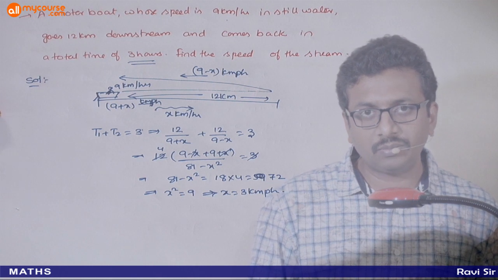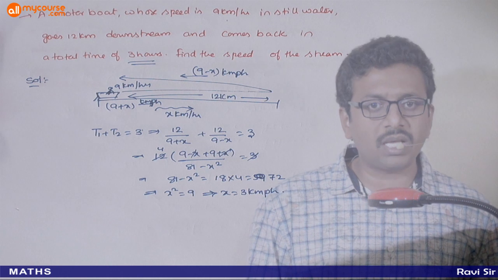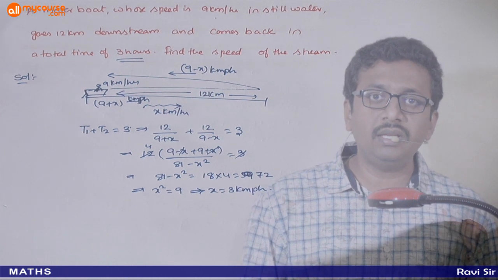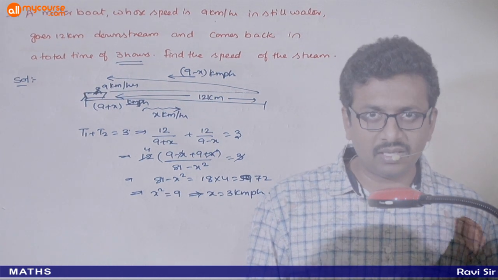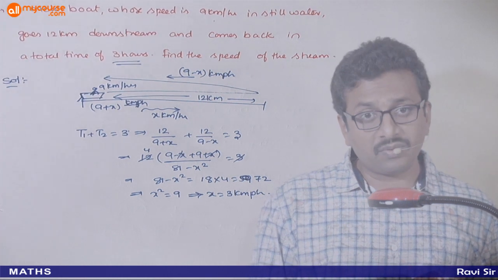Easy. So t1 plus t2 is equal to 3, hence x is equal to 3 kilometers per hour. That is the speed of the stream. So we will go to the next question.